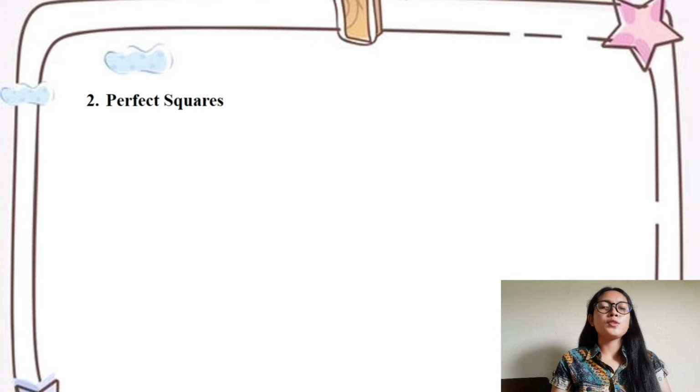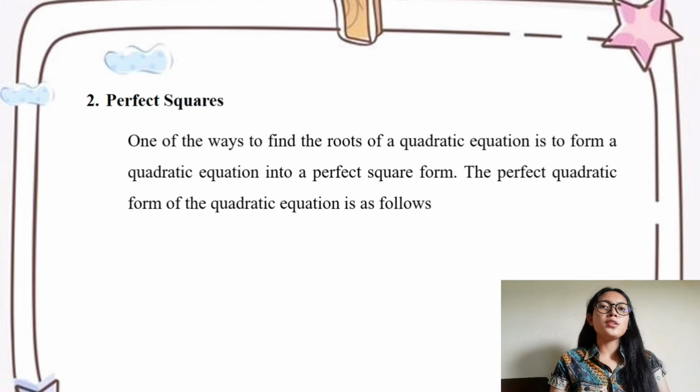Next, the perfect square. One of the ways to find the roots of a quadratic equation is to form the quadratic equation into a perfect square form. The perfect square form of the quadratic equation is as follows: quantity x minus a squared equals b, with b greater than 0.